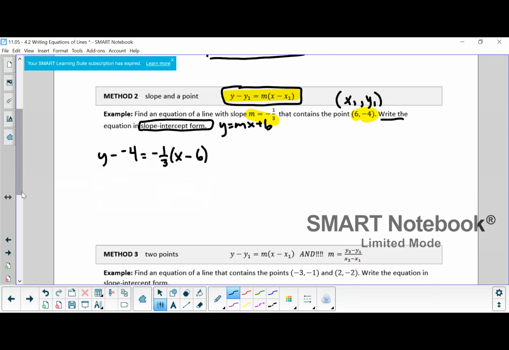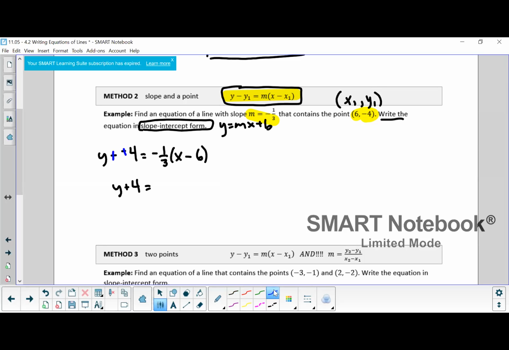So yes, it's fine, I've plugged stuff in, but it's not the final answer for the problem. So I have some math I have to do. I need to get this solved for y, and here's how we are going to do that. On the left-hand side, I'm going to rewrite minus a negative as a plus, plus, or y plus 4.